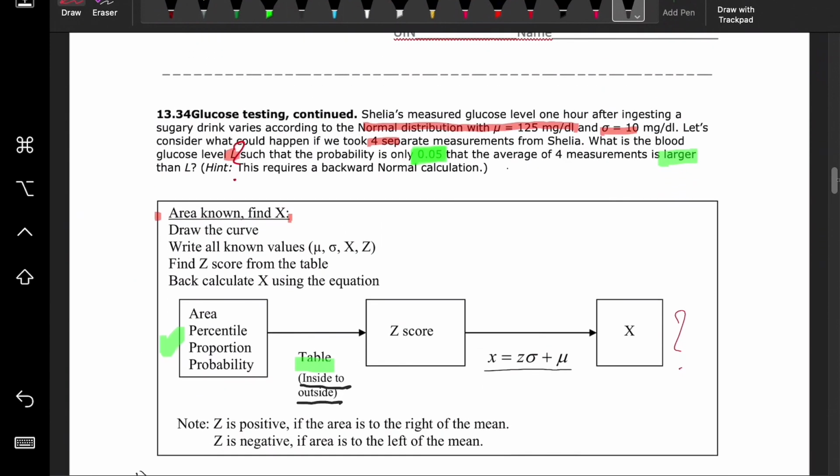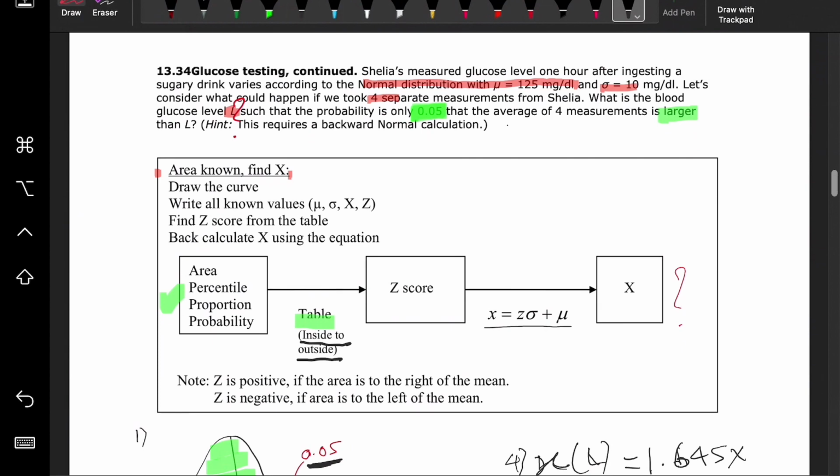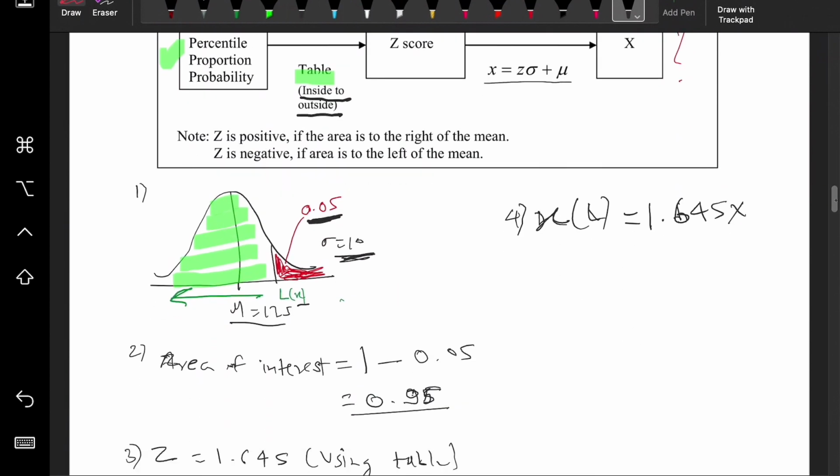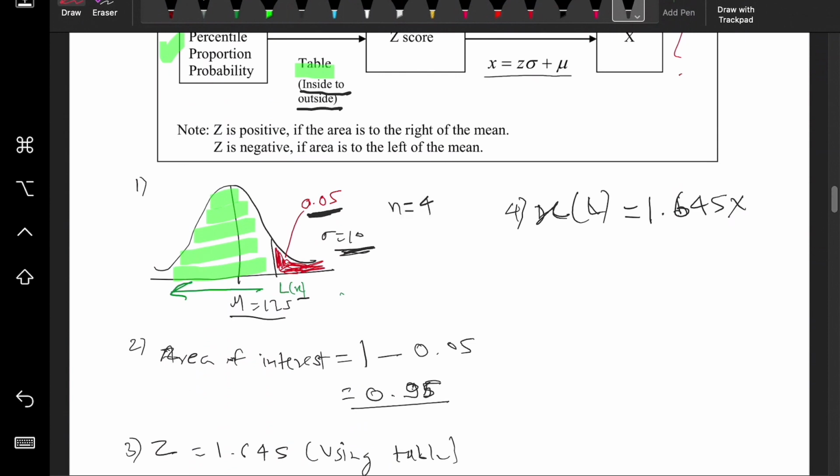actually the sigma is not 10 because it's a sample distribution. Okay, so you have to consider the sample size, and they are saying that 4 measurements were there, so n becomes 4. That's why your standard deviation becomes sigma over square root of n, which is 10 over square root of 4, which is 10 over 2, which is nothing but 5. Okay, so that's how we got the standard deviation, and for the convenience of space I'm going to write it here. Standard deviation is 5.